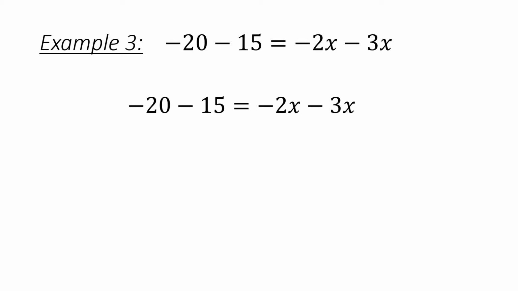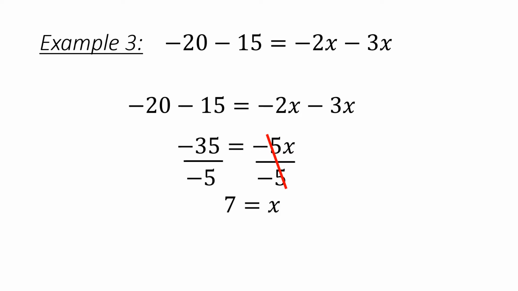both sides of the equation. Negative 20 minus 15 will give us negative 35, and then negative 2x minus 3x gives us negative 5x. Now we have a one-step equation where negative 5 and x are attached by multiplication. We need to move the negative 5 by dividing both sides of the equation by negative 5. Negative 5s will cancel, and then we're going to divide negative 35 and negative 5. So 7 is going to equal x.